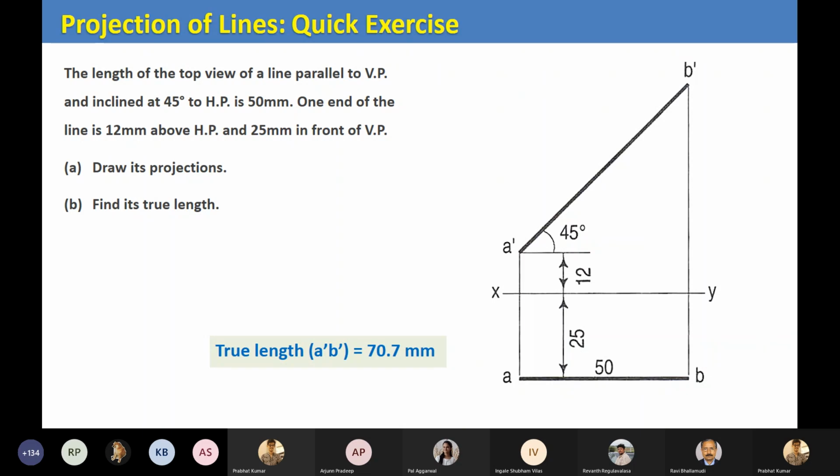Otherwise, only the apparent angle would have been given, okay, not the true angle. Yeah, okay.